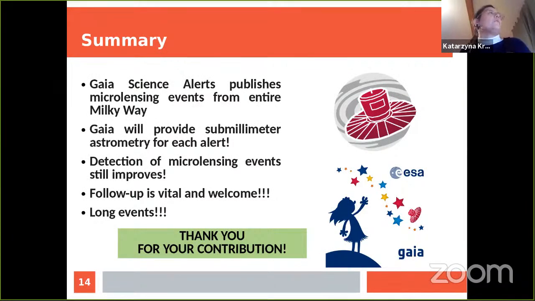So first of all, Gaia Science Alerts is publishing a lot of events from the entire Milky Way, which is really exciting. And at some point, we will have sub-millimeter astrometry for each alert. And for events bright enough, we will be able to detect astrometric microlensing. And I would like to thank all of the collaborators again for their wonderful follow-up. And that's it. Thank you very much.